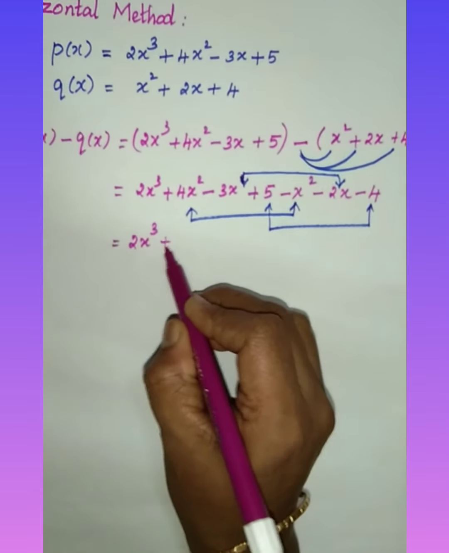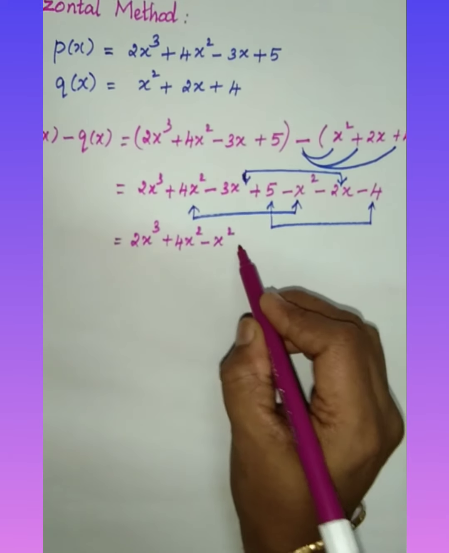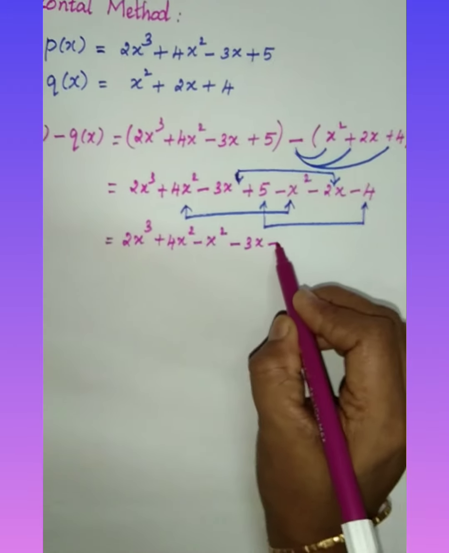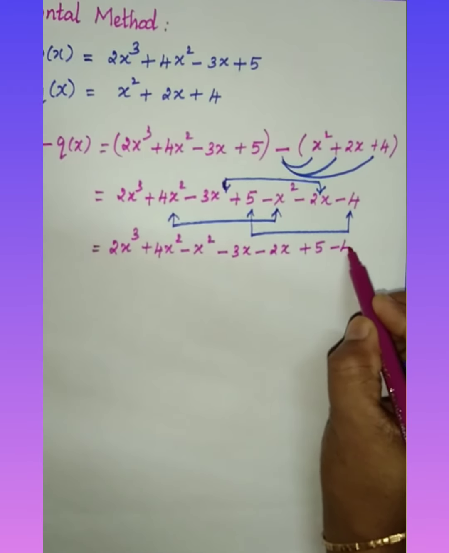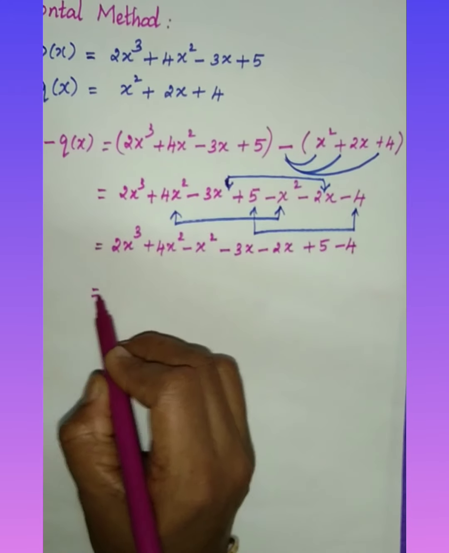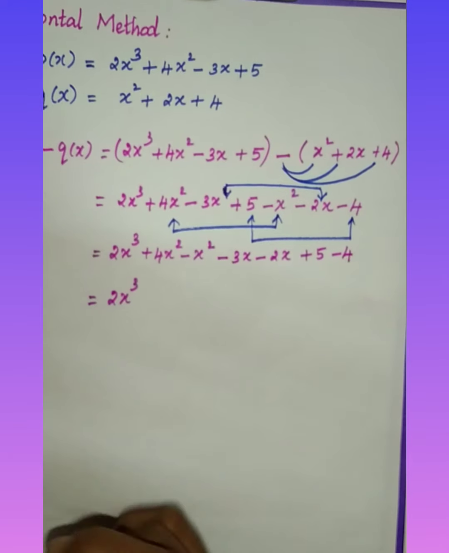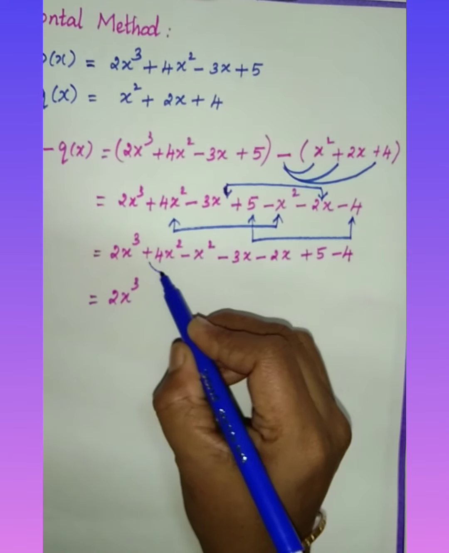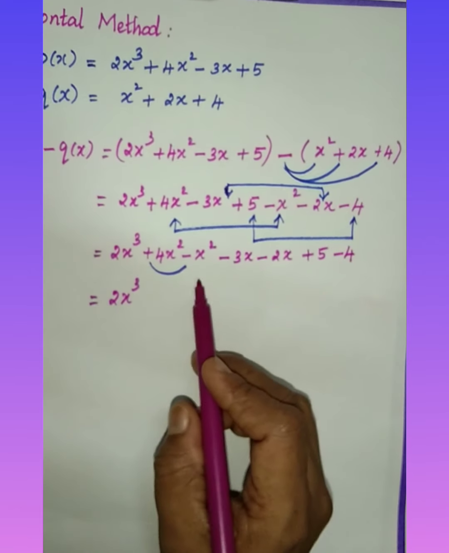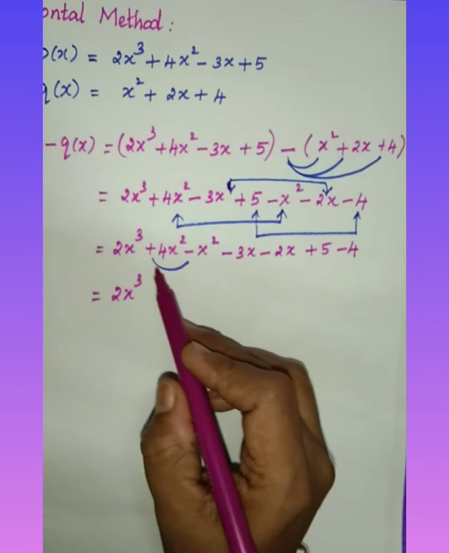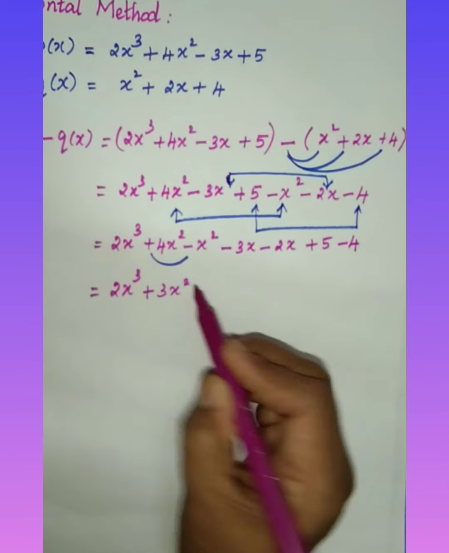So plus 4x square minus x square minus 3x and minus 2x, then plus 5 and minus 4. Next step, 2x power 3. 4 minus x square: here plus 4, here minus 1. So these two are different sign, so we can subtract and write the greater sign. 4 minus 1 is 3, that is plus 3x square.